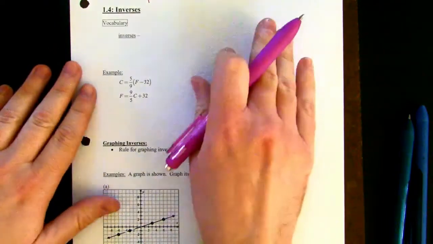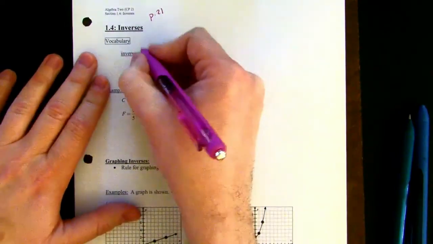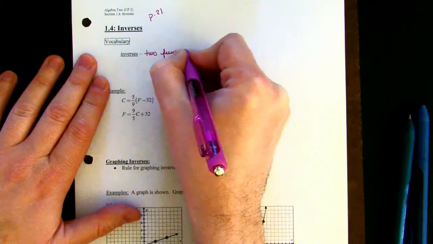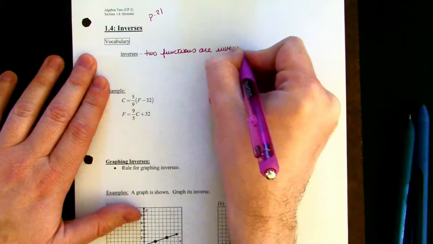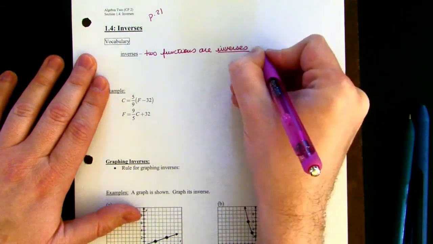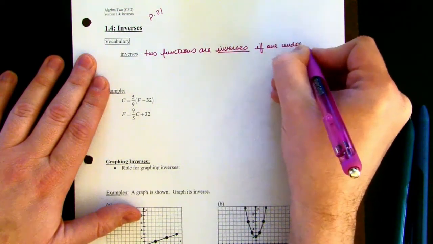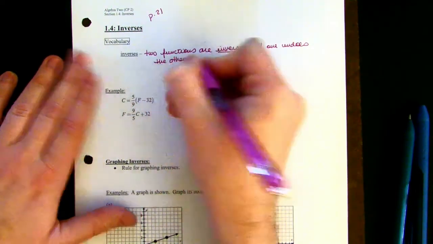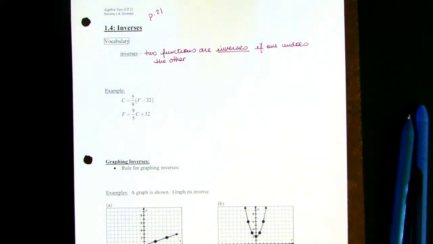In your notes, our definition of inverses, we're going to say two functions are inverses if one undoes the other. Two functions are inverses if one undoes the other. Copy that down.